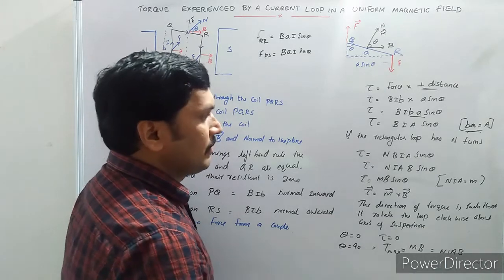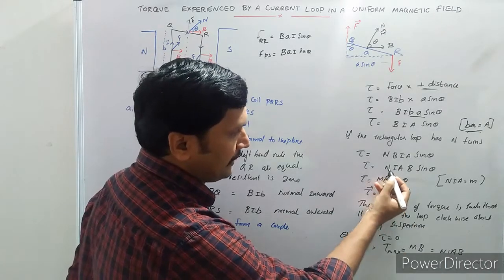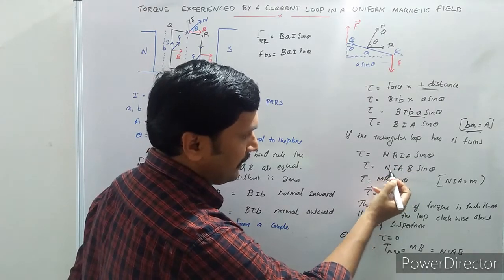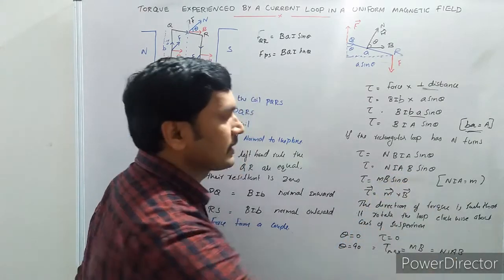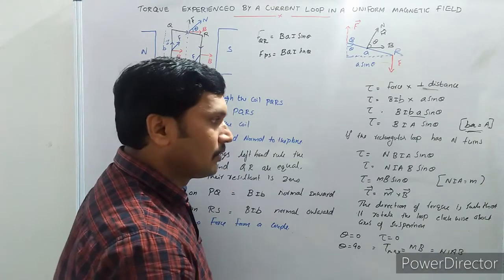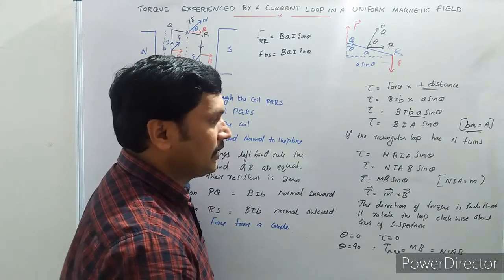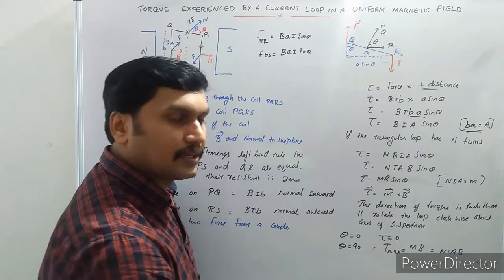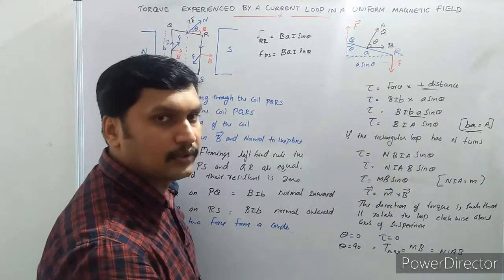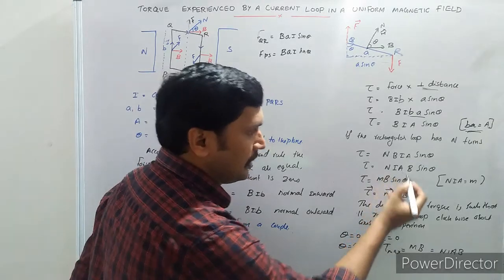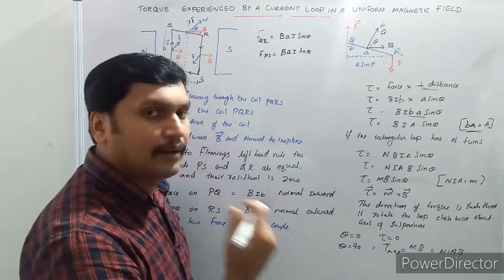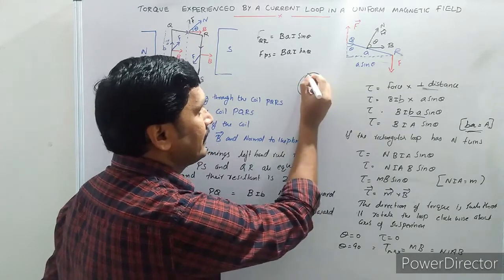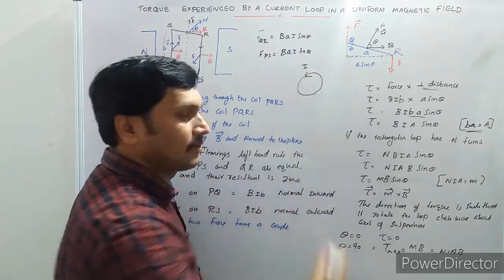Now rearrange this equation. First we write N and rearrange I into A, so NIA into B sine theta. Now we introduce a term, current into the cross-sectional area of a loop. NIA is the magnetic moment of that loop. Magnetic moment. Suppose we have a circular coil like this, with current I passing through the circular coil.